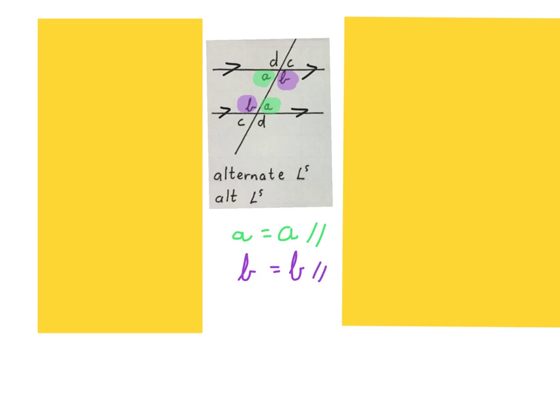So even when you answer questions later on, you must say they are equal and you must mention the parallel lines. So alternate angles are equal if the lines are parallel.